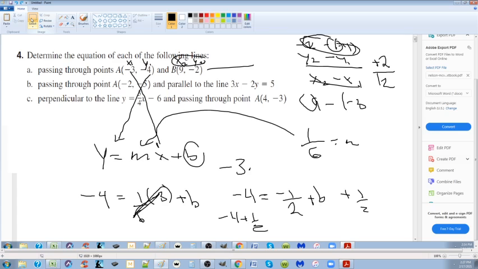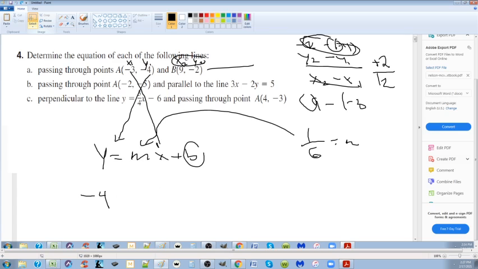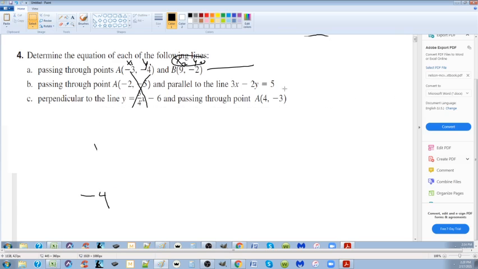For b, let's see if they'll let us do b. Well, I can't really clear it up, but it doesn't matter. In b, they're giving you a line. They're telling you it's parallel to this line. And they're giving you a point. Well, we need to figure out the slope of this to figure out the slope of that.